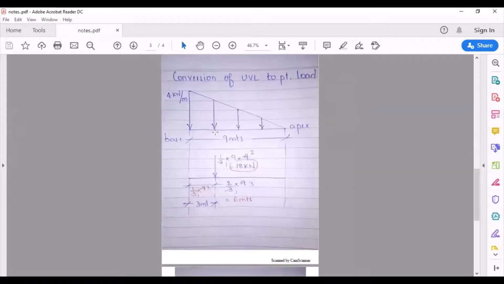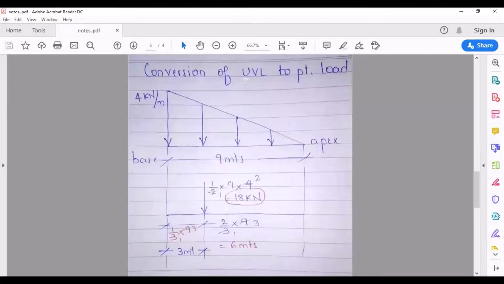Now next, let us come to conversion of UVL, that is uniformly varying load, to a point load. Now you can see this UVL is represented in the form of a triangle. The length of the base of this triangle is 9 meters. It is spreading over 9 meters. As we all know, the pointed edge of the triangle is the apex, whereas the other end is the base. The intensity of this UVL is 4 kilonewton per meter, which means that this higher end edge is subjected to a loading of 4 kilonewton per meter. It gradually decreases, and at the other end it becomes 0, thereby forming a triangle.